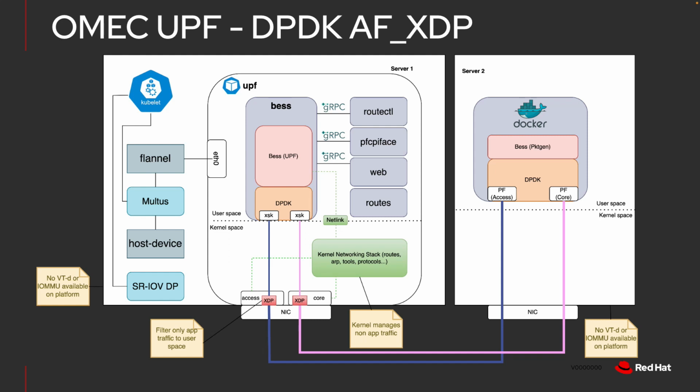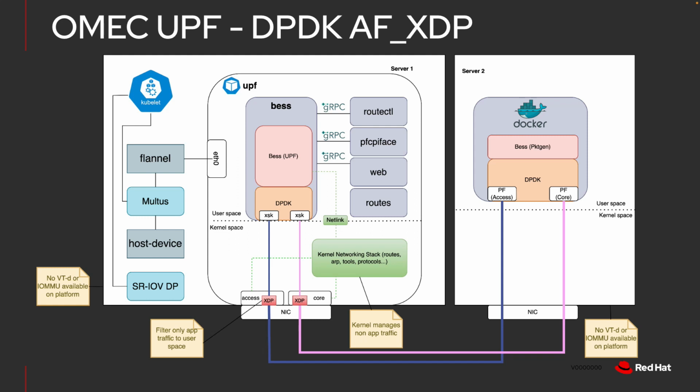What we also showed last time was the OMEC UPF being deployed in a Kubernetes environment by leveraging the SROV device plugin and the host device CNI. This all meant that we were able to launch our OMEC UPF in Kubernetes without modifying the DPDK application to use anything other than the AFXDP backends, and it also meant that the UPF, or that pod, was privileged.